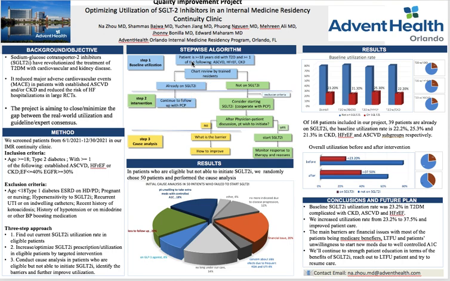So in step 1, we screened patients who are more than 18 years old with type 2 diabetes and have at least one of the following conditions, including established ASCVD, heart failure with reduced ejection fraction less than 40%, or CKD with eGFR more than 30. Our aim in this step is to find out how many patients are already on SGLT2 inhibitors. In this way, we can get an idea about the baseline utilization rate.